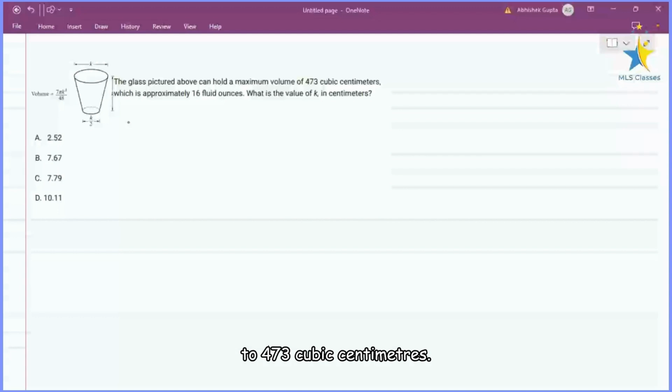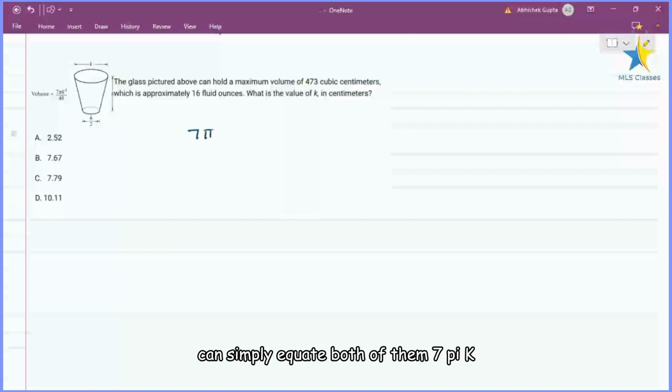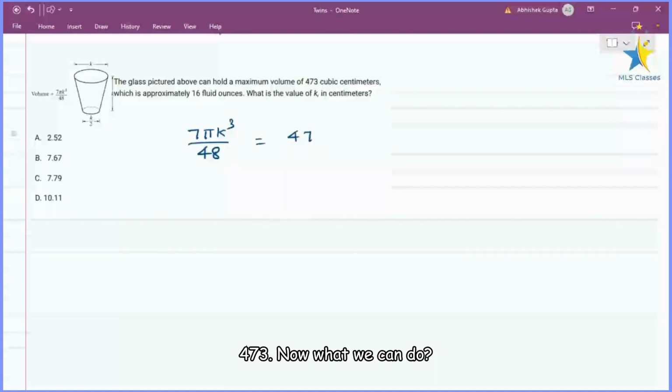It is equal to 473 cubic centimeters. So here many of the students can think that we have to solve this question completely by finding the area of this frustum, but we don't have to solve this completely, because the glass pictured above holds a maximum volume of 473 cubic centimeters and volume is also given. That means we can simply equate both of them, 7 pi K cube over 48, and that should be equal to 473. Now from here we need to find K cube. So K cube will be equal to, we'll multiply both the sides by 48 over 7 pi.